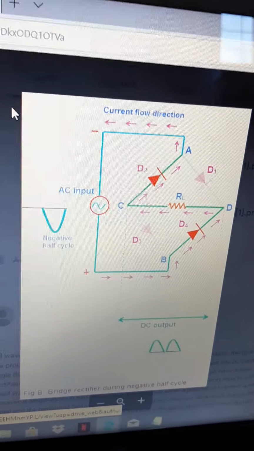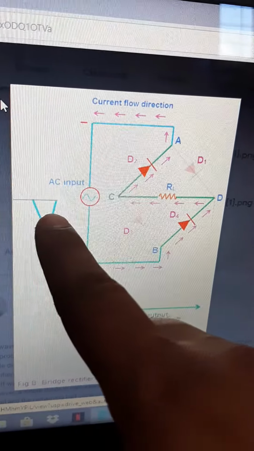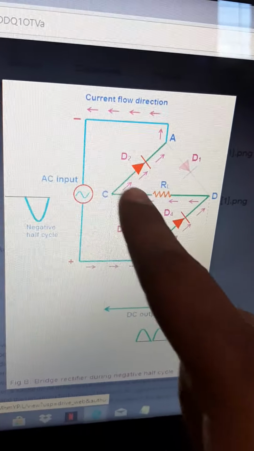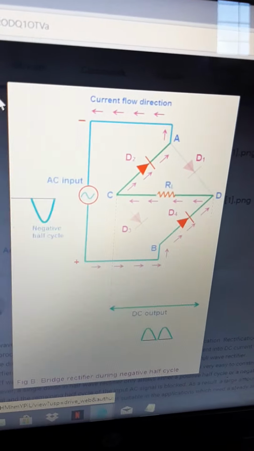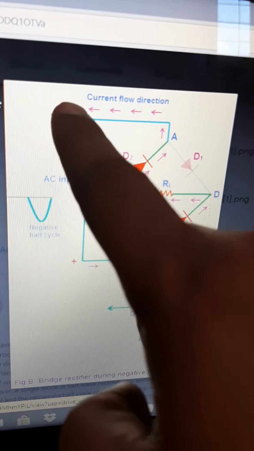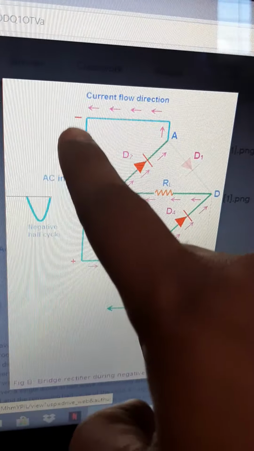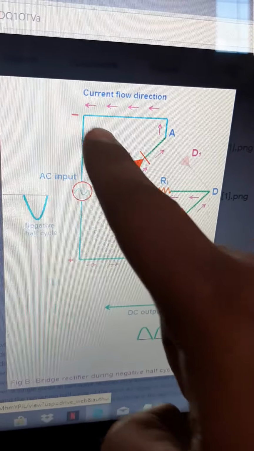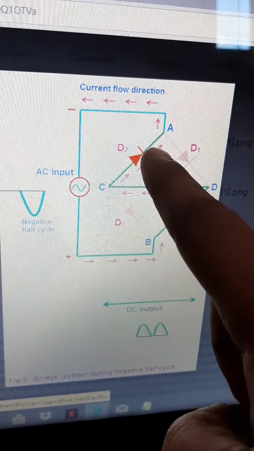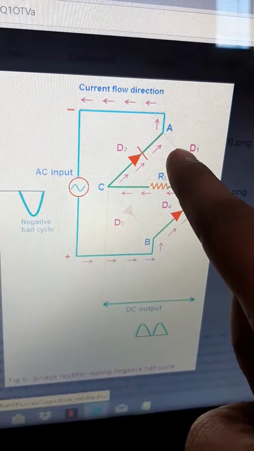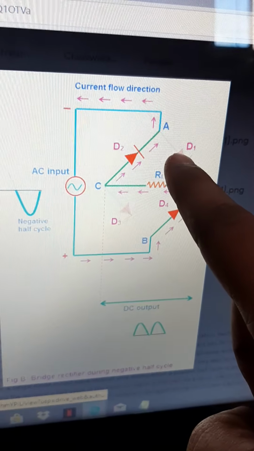Now the negative half cycle. During the negative half cycle, diodes D2 and D4 are forward biased, and D1 and D3 are reverse biased. Because in the negative half cycle, the terminal polarities are reversed. So the negative terminal of the supply voltage is connected to the N terminal of diode D2 and the P terminal of diode D1.